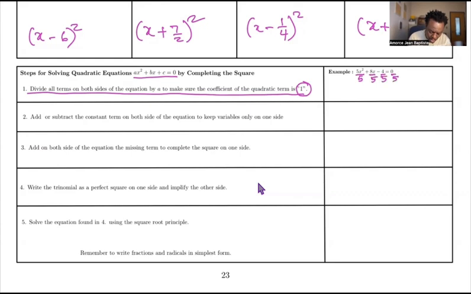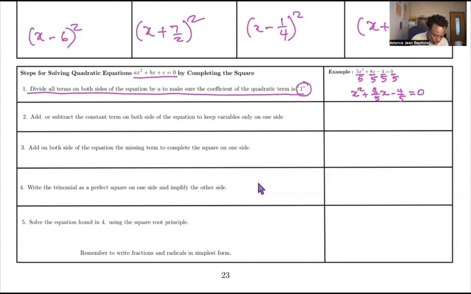And the new equation becomes x squared plus 8 over 5x minus 4 over 5 equals 0. 0 divided by 5 is 0. So now that's a new equation that I have.